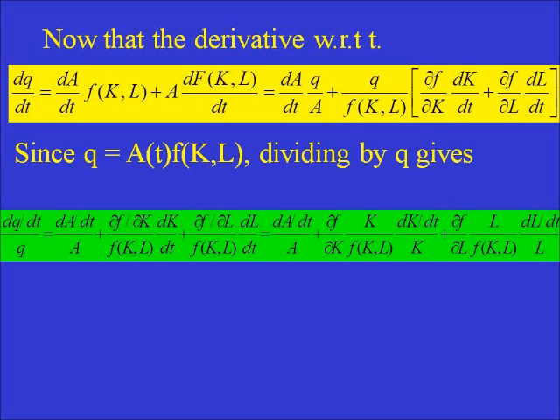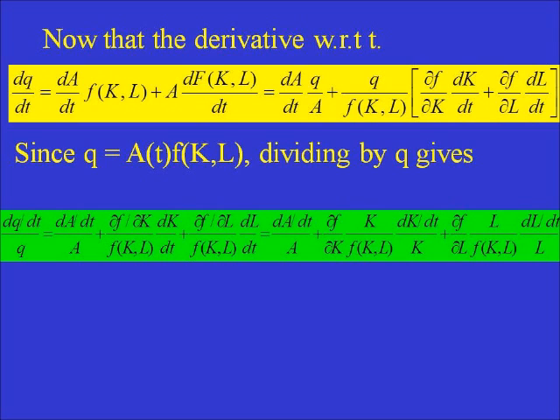Now, manipulating this a little, using the fact that our production function equals Q over A, and A equals Q over our production function, I can rewrite this as dA/dt times Q over A, just replacing our production function there, plus Q over F of K and L, which used to be A, times the partial of F with respect to K times dK/dt. Now we're just using the chain rule. T affects capital, and capital affects our production function. And the second part of this is the partial of F with respect to L times dL/dt. Again, time affects labor, and labor affects our production function.